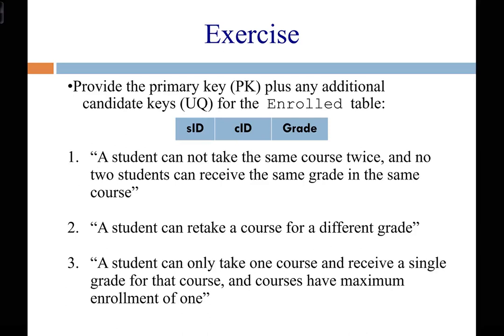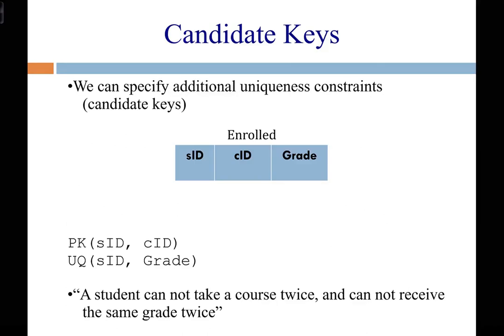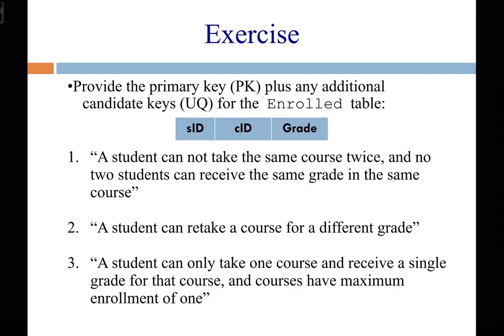So to specify these keys, just do it kind of like this. PK and UQ. Don't worry about the difference between PK and UQ. They mean the same thing for our purposes. You can only have one primary key. So with the people around you, discuss and figure this out.